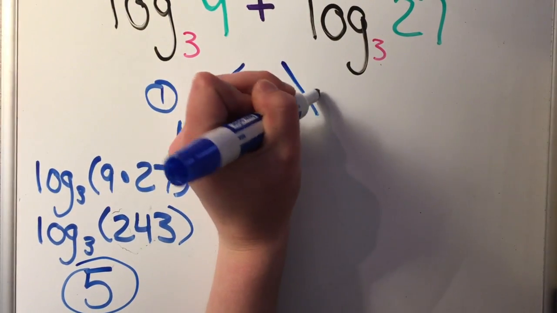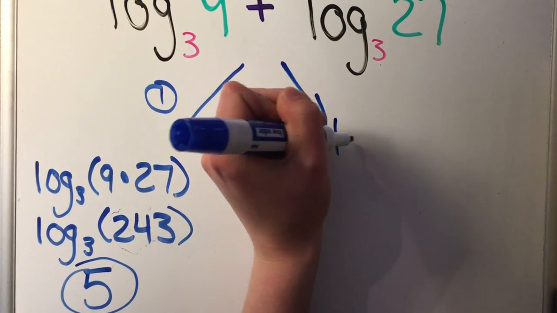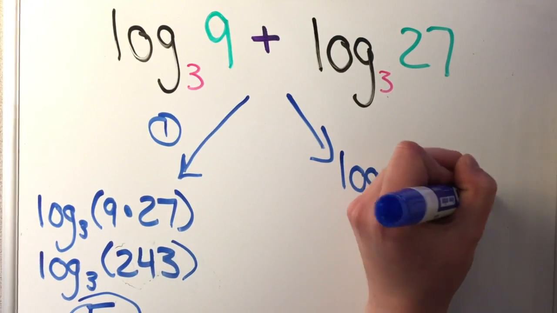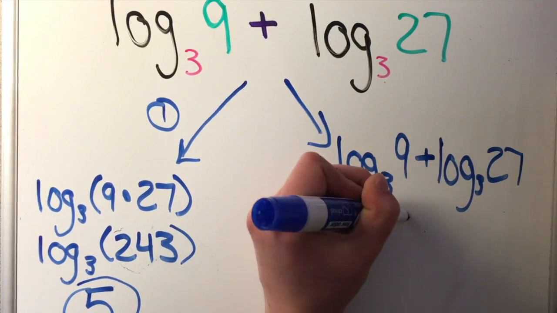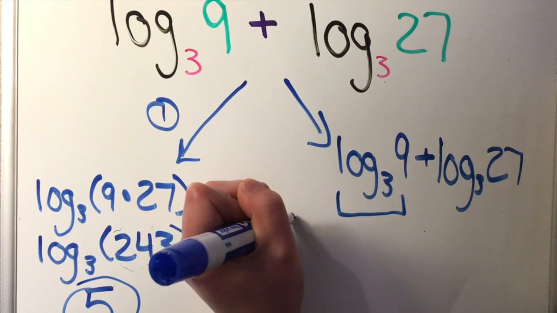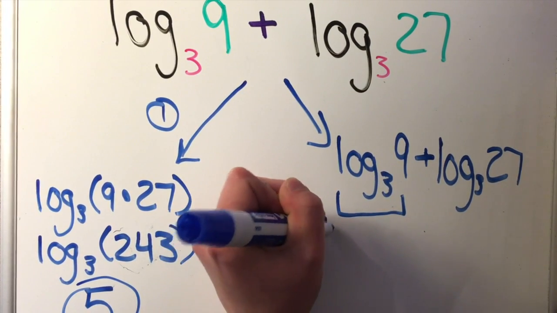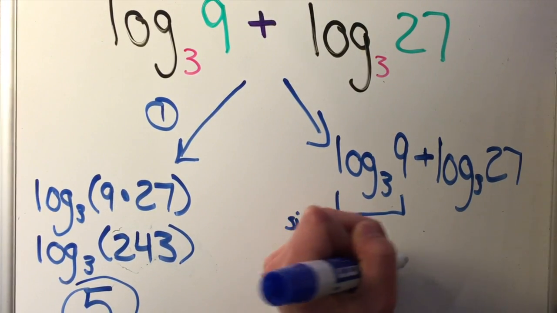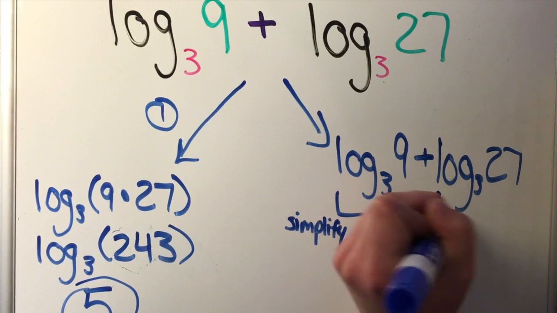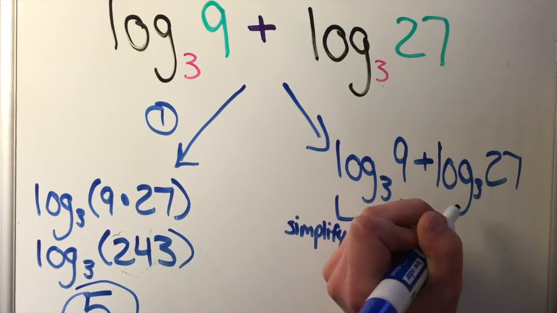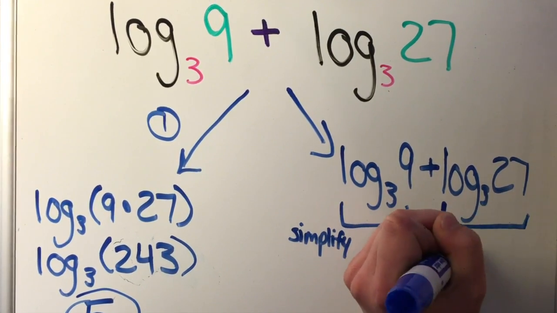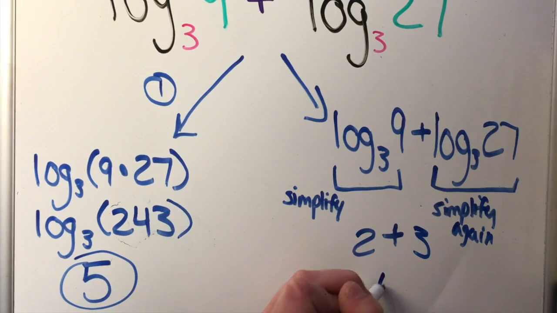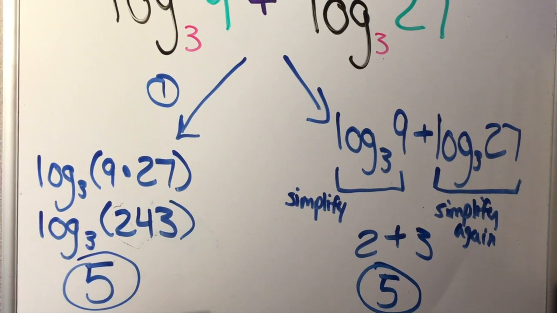The second way to go about simplifying this expression is to simplify the individual logarithms first. Log base 3 of 9, when simplified, is 2. Don't forget to bring down the sign that you are using in the expression. In this case, we're adding the two logarithms. Log base 3 of 27, when simplified, is 3, and 2 plus 3 is 5. Look, we got the same answer both times.